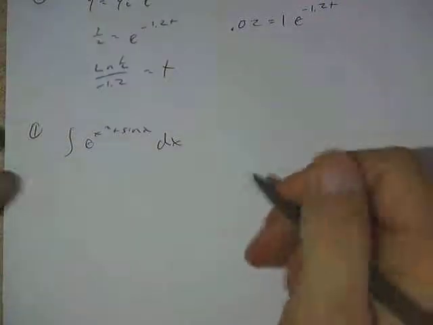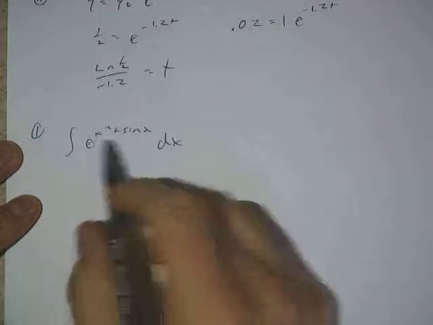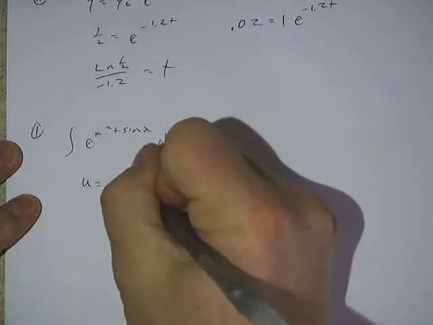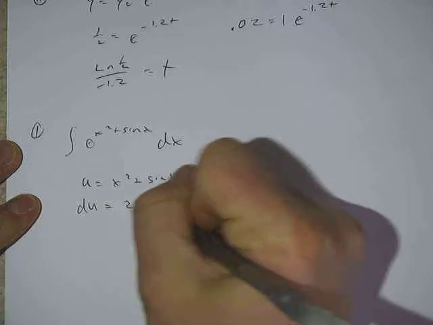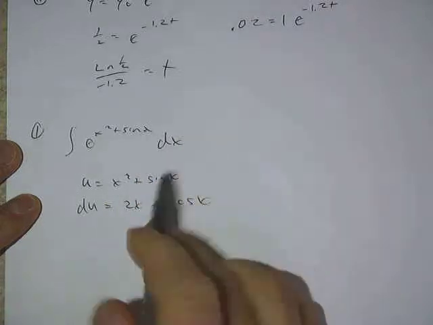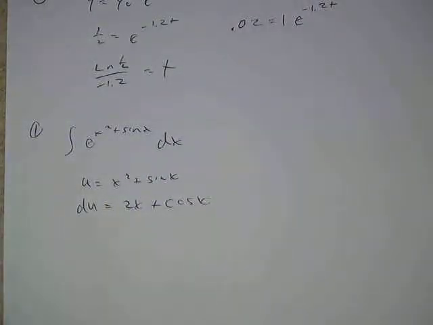Skipping some steps here because we've solved that equation several times now. You can get a decimal for that, of course. It says nearest 0.001 years. And then how many years will it take for 98% to decay? So we need to solve 0.02 equals 1 times e to the negative 1.2t. Solve that the same way.